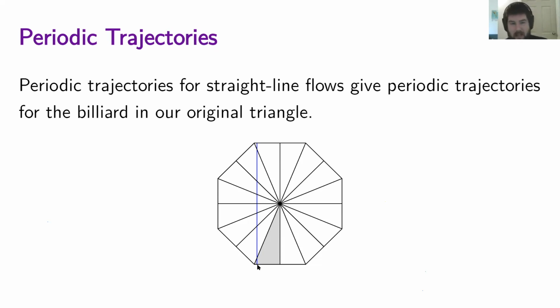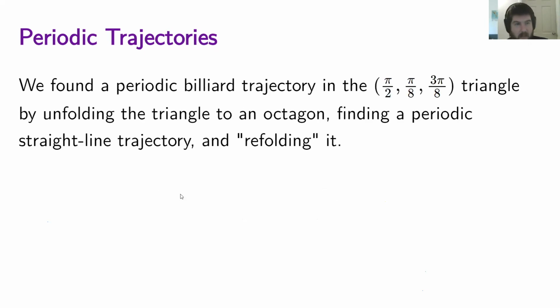They have to agree at the end of the day because of how they're related like this. So in this way, by doing this ingenious unfolding procedure and getting an octagon where it's easy to identify a periodic trajectory, we can fold that back in on itself to get a billiard periodic trajectory. So that's what I just said here.